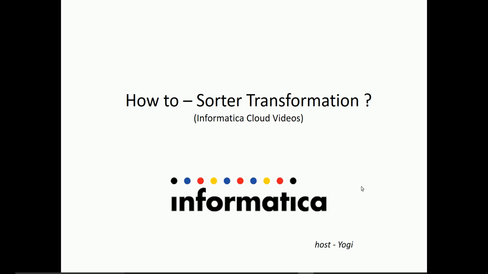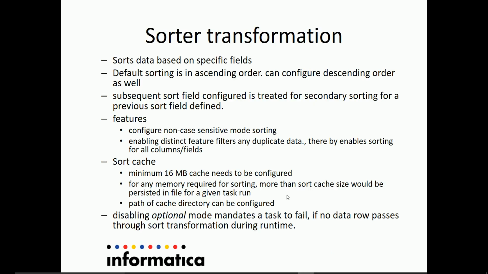Today in this video we'll be looking at how to use Sorter transformation in Informatica Cloud Mapping Designer. Let's look at the features and different attributes used to configure Sorter transformation. Sorter transformation is used to sort data based on specified sorting fields. The default sorting order is ascending, but we can also configure the transformation to sort in descending order. You can configure more than one sort field. Any sort fields configured other than the first one are treated as secondary sorting.